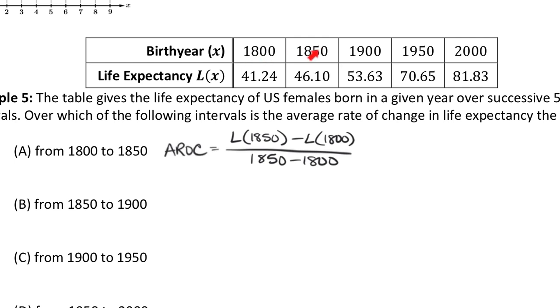If the input is 1850, what's the output? 46.1. So we're going to put 46.1 in that top portion. What is the output when the input is 1800? 41.24. And just because I can't help myself, what's 1850 minus 1800? 50. So that denominator becomes 50. This is where you would turn to your calculator and ask, what is 46.1 minus 41.24, and then divide that by 50, or make one giant fraction.